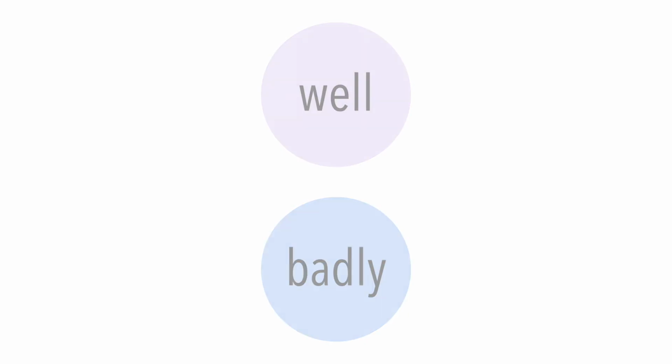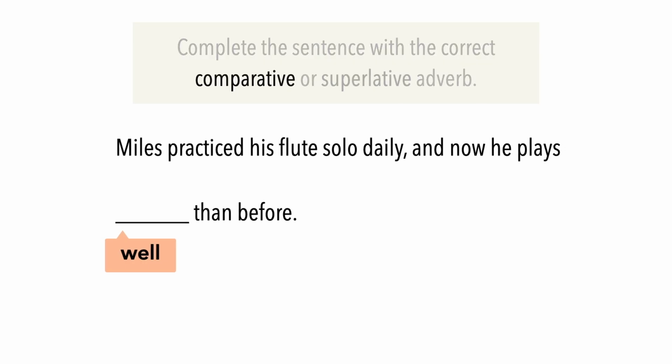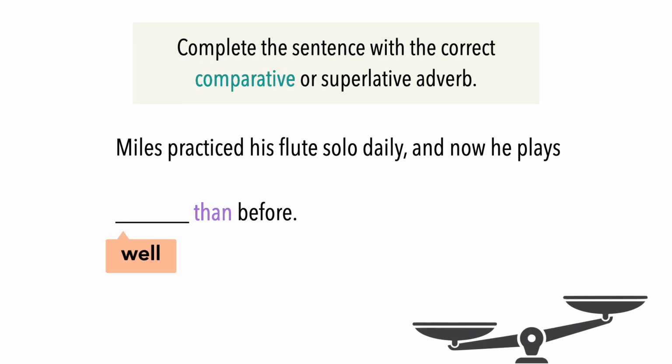Now, let's practice using different forms of well and badly in some examples. In this sentence, we need to decide if we should use the comparative or superlative form of well. The sentence says, Miles practiced his flute solo daily, and now he plays blank than before. Oh, I notice a than in the sentence, which often signals that we should use the comparative form of an adverb. But to be sure, let's see what exactly is being compared.